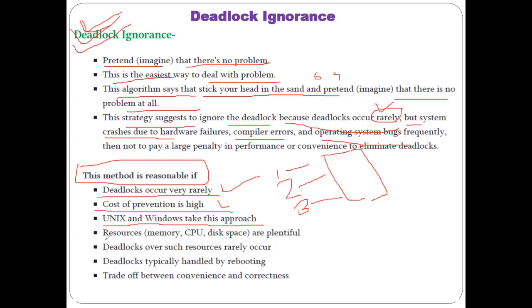So another reason is that deadlock in modern computer systems occurs very rarely because resources are available plentifully. Plentiful in the sense that RAM is available in very high amounts, CPUs are of very high configuration, and disk space is also available in high amounts. So generally deadlock occurs rarely in modern computer systems.